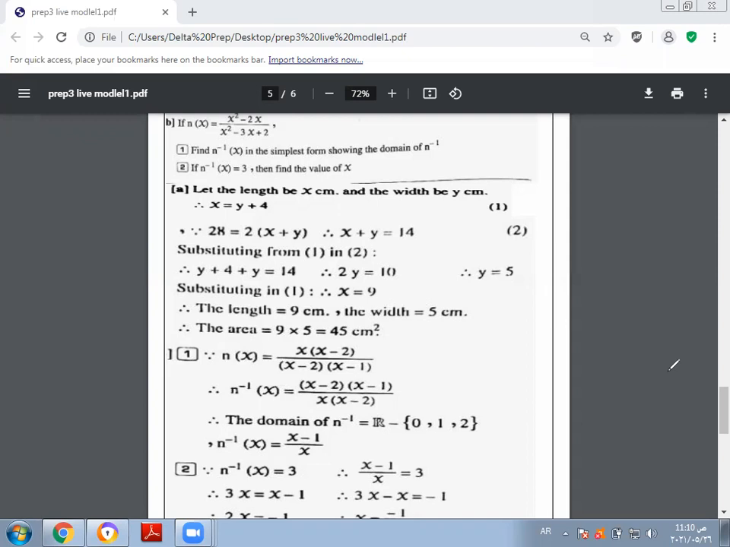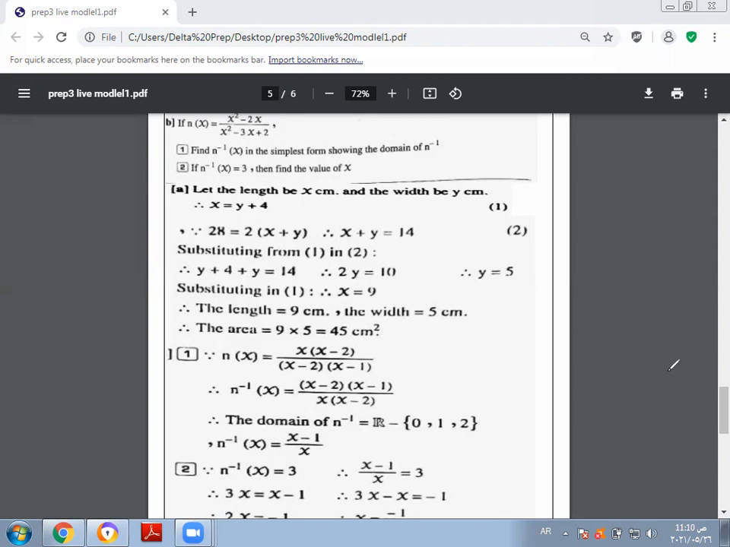We factorize x power 2 minus 2x by taking the highest common factor. It will be x multiply x minus 2. And the denominator, x power 2 minus 3x plus 2, we factorize it by using two brackets: x minus 2 multiply x minus 1. So the multiplicative inverse of n of x will be x minus 2 multiply x minus 1 over x times the bracket x minus 2.